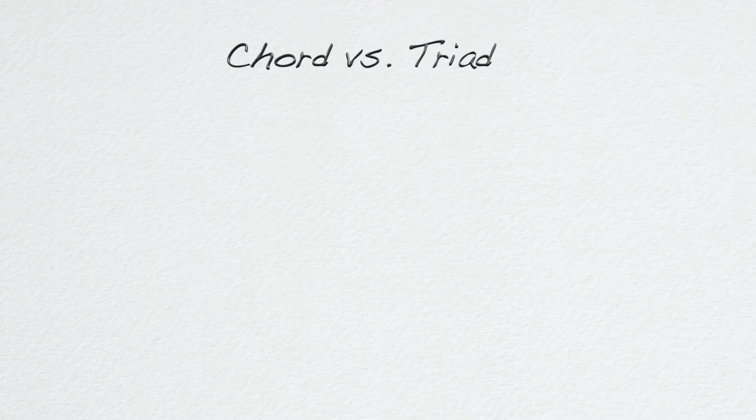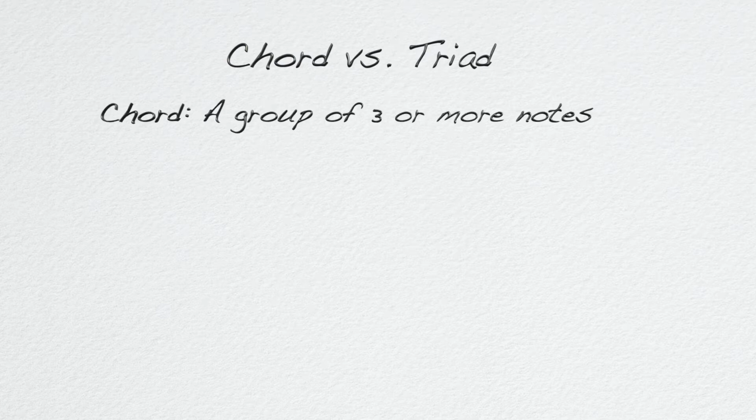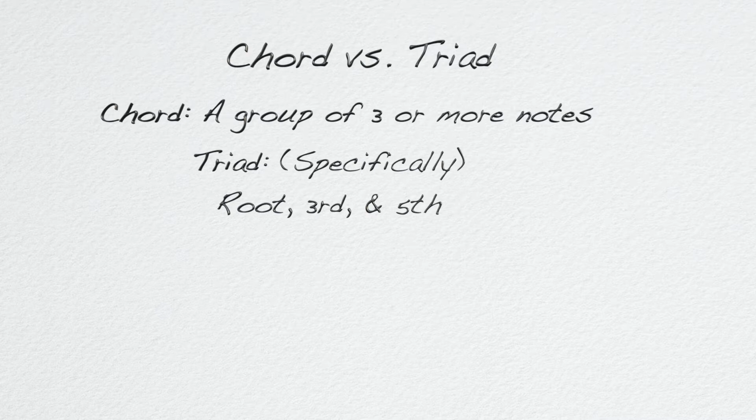Now, I know what you're thinking. It can be a little intimidating when you hear big words like chord and triad, and you're not really sure what the difference is, because I've used the terms in the same sentence before. Basically the difference between a chord and a triad is that a chord is a group of 3 or more notes, and a triad is specifically a root, third, and fifth.